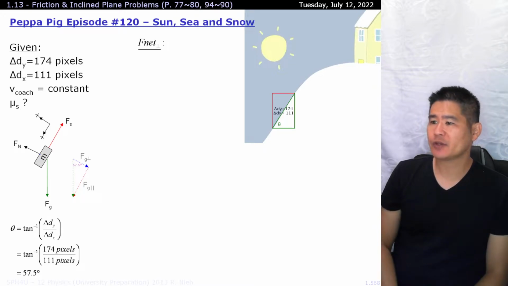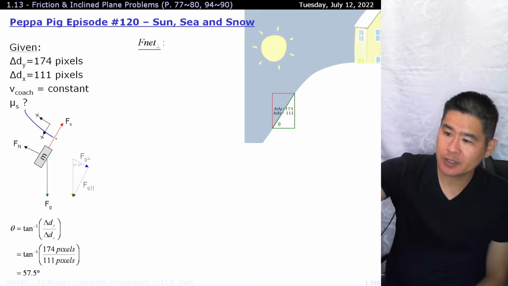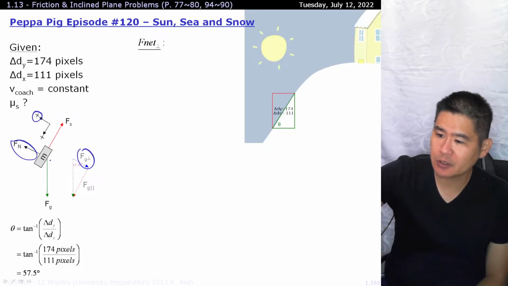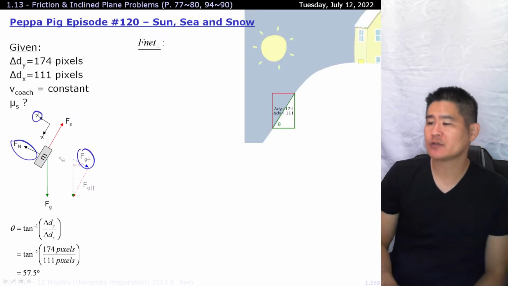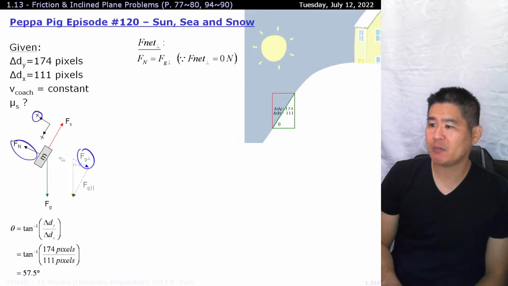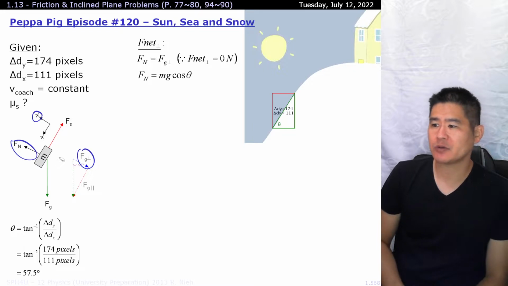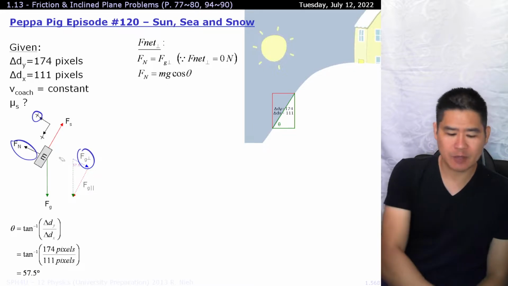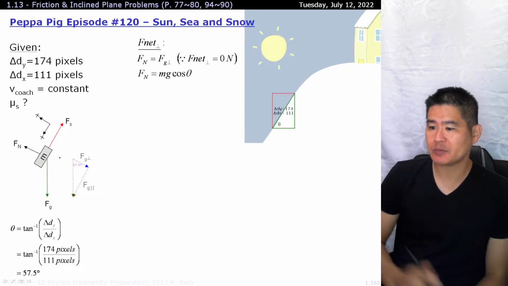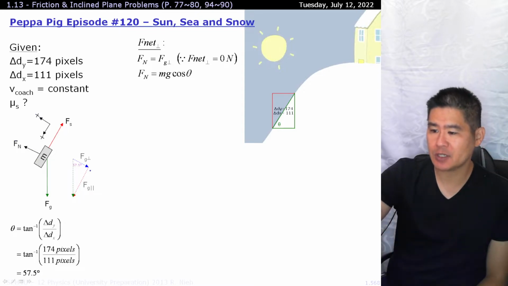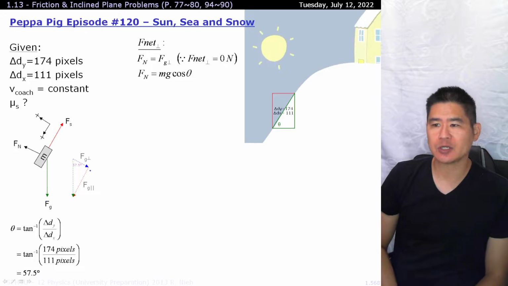We'll start off with our Fnet perpendicular. So in this dimension first, we have the normal force that is going in the positive direction, and we have Fg perpendicular, which is going opposite of it. So our Fnet perpendicular is equal to Fn minus Fg perpendicular, which will balance each other out at the end, as I've proven earlier. You can also state that Fn is equal to Fg perpendicular since Fnet perpendicular goes to 0 newtons. So our Fn is going to be equal to Fg perpendicular, which is Fg times the cosine of theta, or mg cosine of theta.